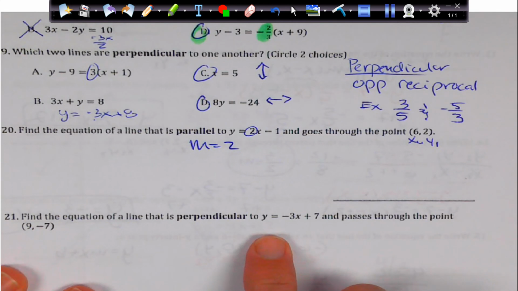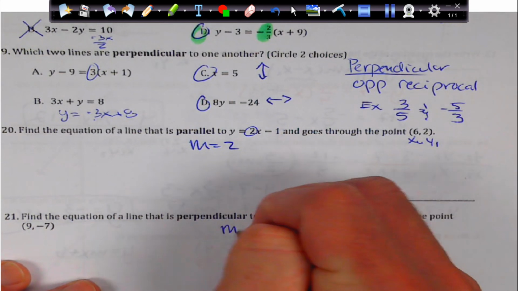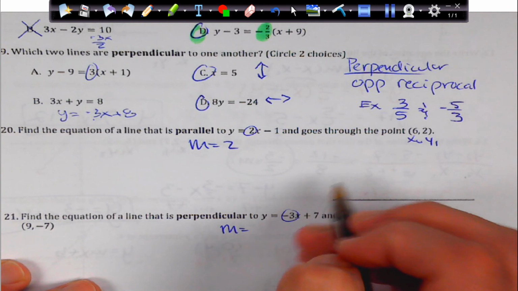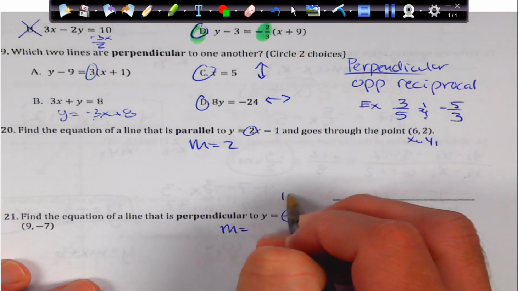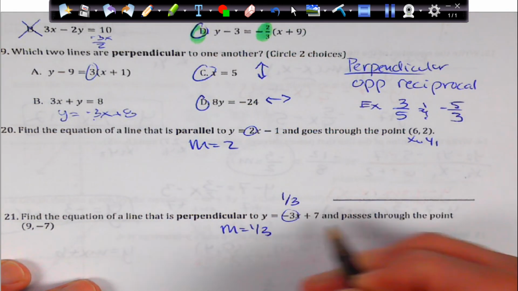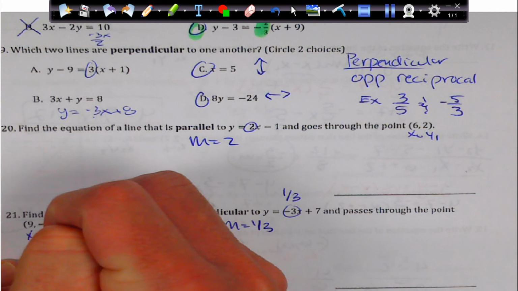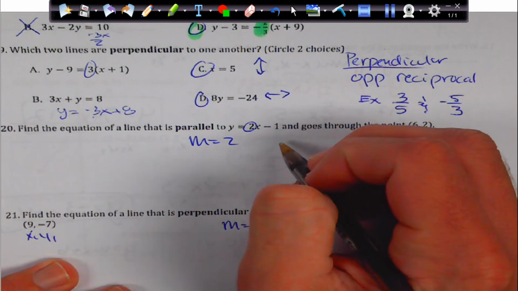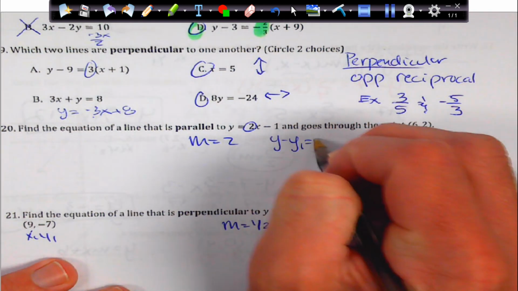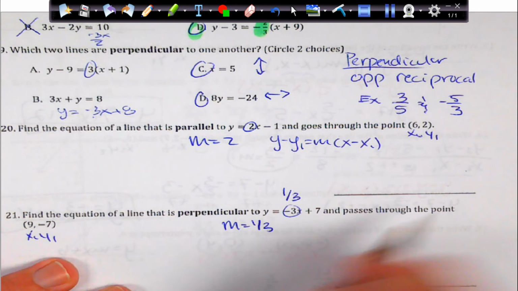Versus if we look at this one right here, it's perpendicular. So I'm going to take the slope of not negative 3, but the opposite reciprocal, which would be 1 over 3. Because that's the opposite reciprocal. I flip the 3 over 1 to make it 1 over 3, and I change the sign. And I have my point x1, y1. So let's go ahead and finish that out. Y minus y1 equals m times x minus x1.